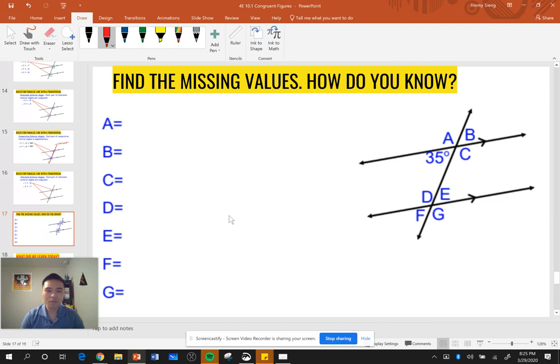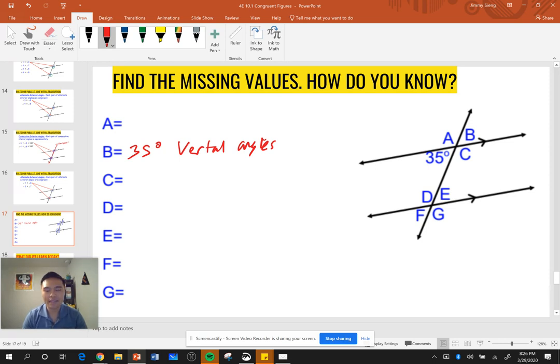So when you have this situation, with two parallel lines and a transversal, you just have to look where the numbers are, trying to figure things out. I don't know any of those angles except that one, which is 35 degrees. So I'm going to start with 35 degrees. I know that B is going to be 35 degrees, because of vertical angles.